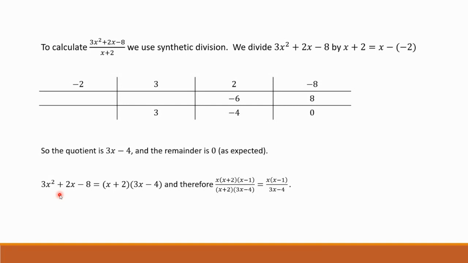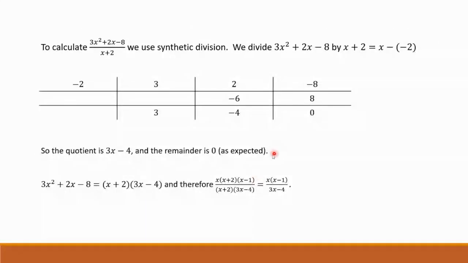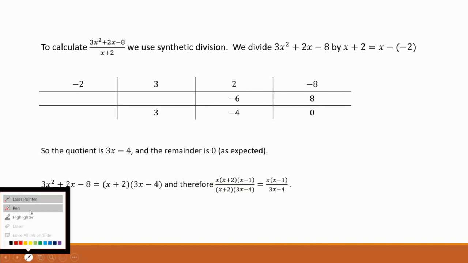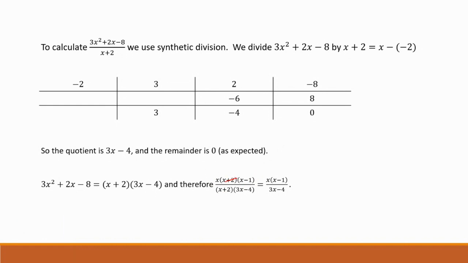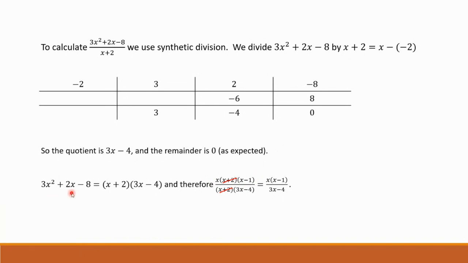So we factored this. If we replace that in the denominator from here, there will be cancellation, namely x plus 2 you can cancel. That's what I did. Those cancel. Let me draw it in. Cancel, cancel. And we get x times x minus 1 over 3x minus 4. And that's what we get.